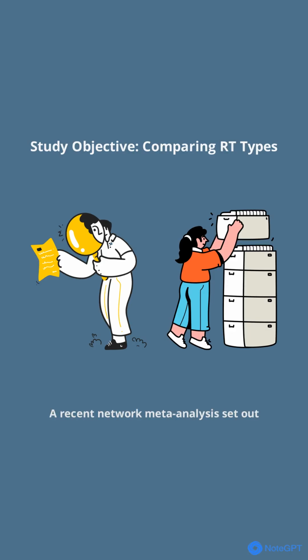A recent network meta-analysis set out to compare the effects of IMMS, IKMS, and ITMS on pain, function, and quadriceps strength in KOA patients. The goal was to determine which type of resistance training offers the most benefit. By analyzing data from multiple randomized controlled trials, researchers hope to provide clear guidance for clinicians and patients when selecting the best exercise strategy for knee osteoarthritis.